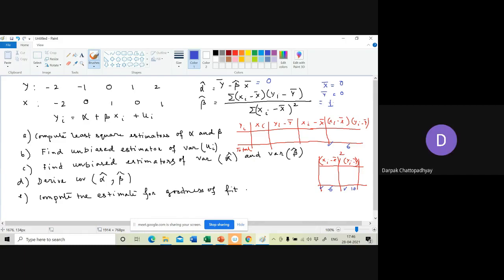Last column is yi minus y bar whole square. Yes.